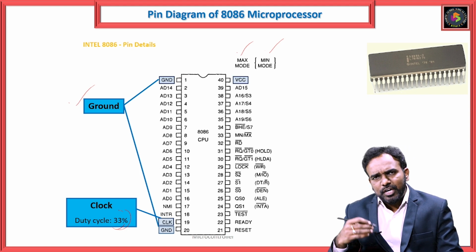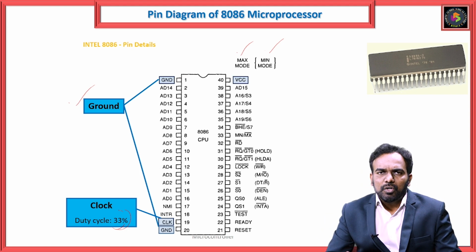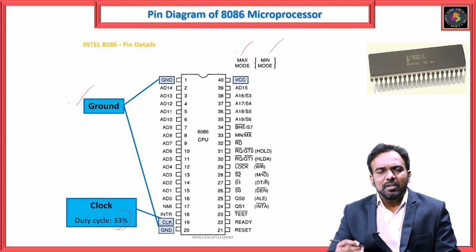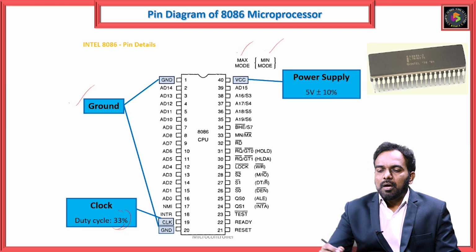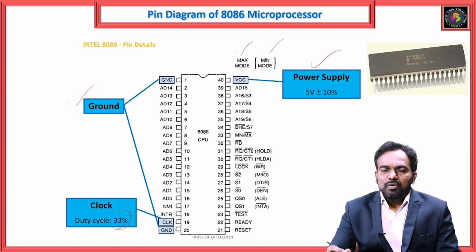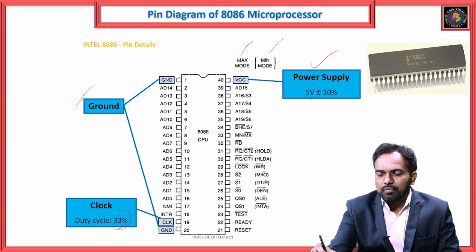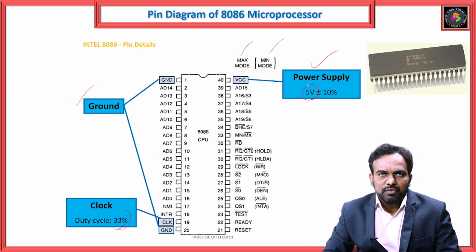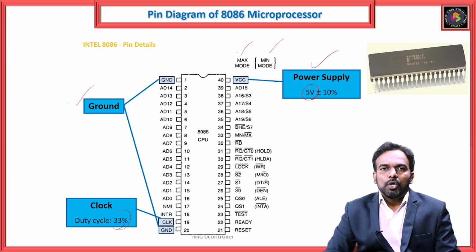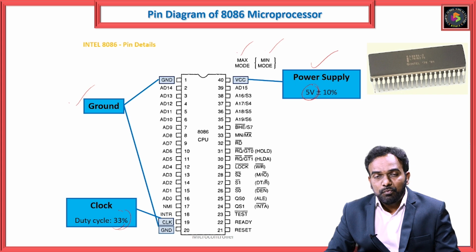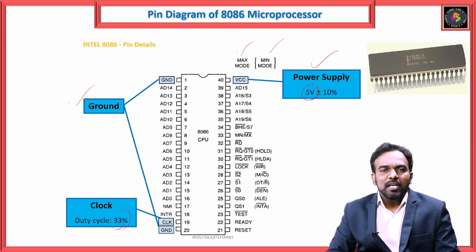Next, for each and every processor or controller, there must be an operating voltage. Each and every microprocessor definitely works with some operating voltage only. Here the VCC pin is used as the power supply pin. Usually we use plus 5 volts. 5 volts is the operating voltage for 8086 microprocessor. To connect the power supply, we use the 40th pin, which acts as VCC, the power supply pin.